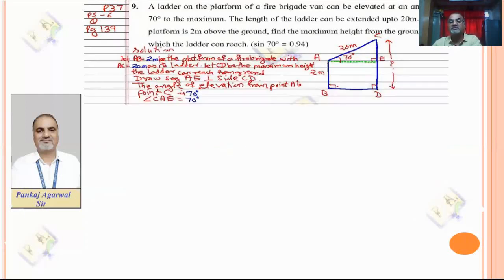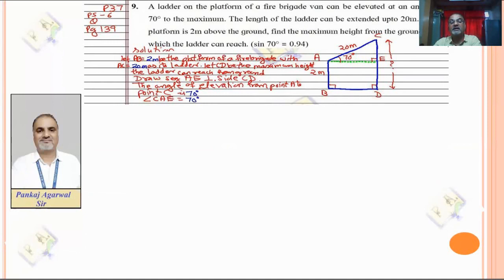Now it's like a fire truck. A fire truck is there, which is AB, and it has a ladder AC. So we need to find out how much will be the maximum height the ladder can reach, that is CD. Let AB equals to 2 meter be the platform of the fire brigade with AC equal to 20 meter as the ladder. Let CD be the maximum height the ladder can reach from the ground.